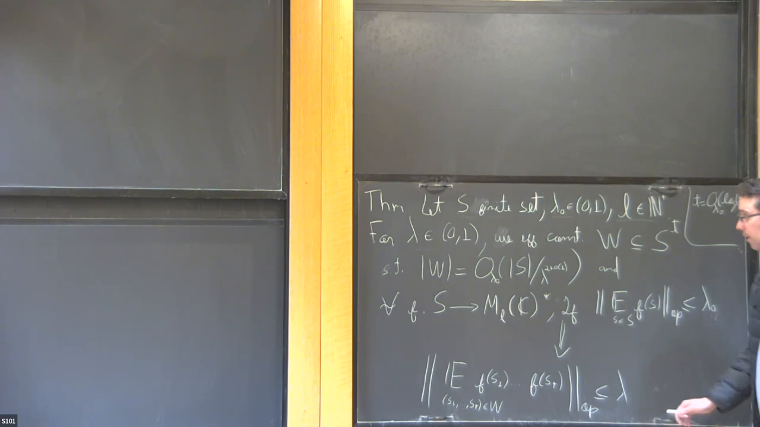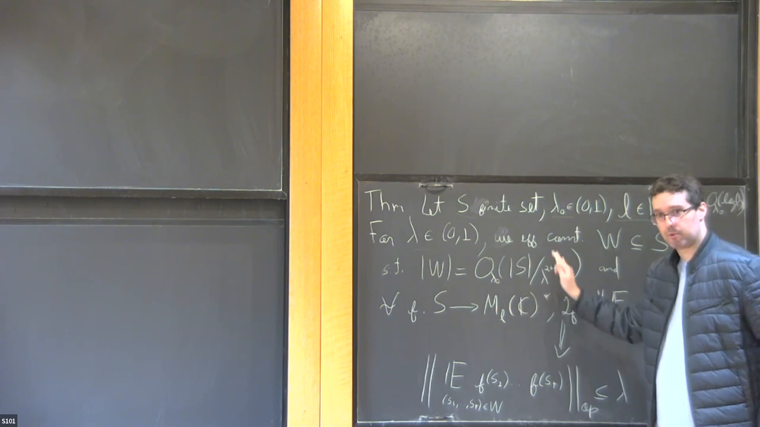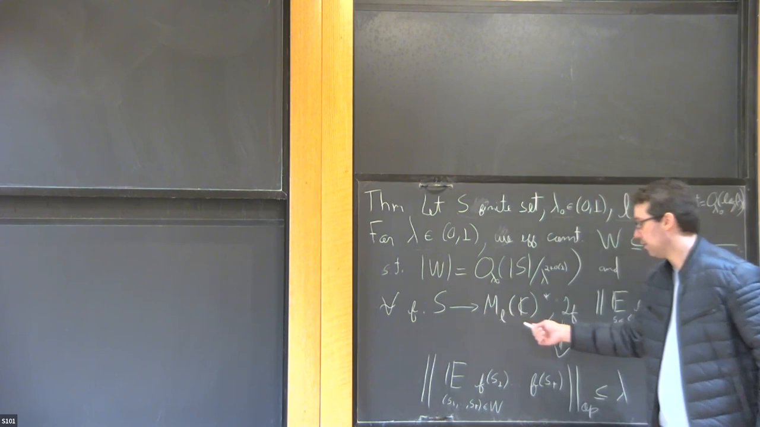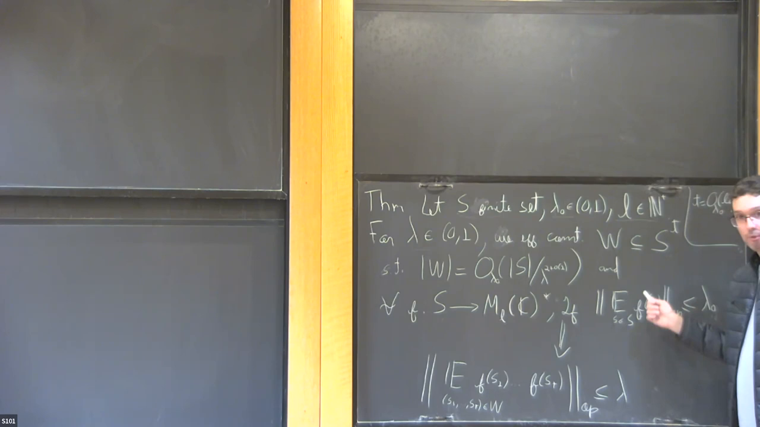And how are you amplifying the bias? You're going to construct some collection of tuples, W contained in S to the T. The size of this collection W is important, and you're going to see why. Whenever you take a function mapping elements of S to L by L matrices, if you compute the average of this function, the operator norm has a small singular value, at most lambda naught.